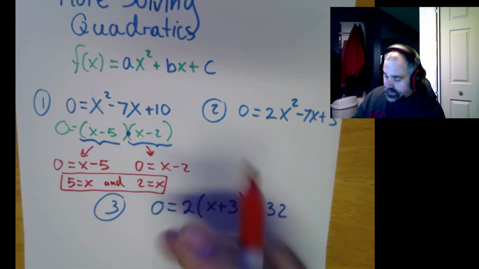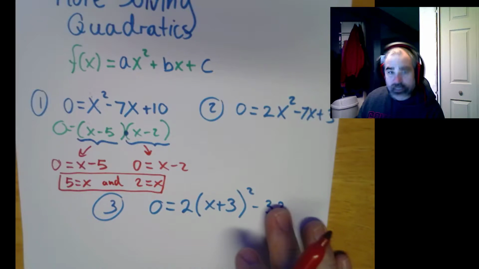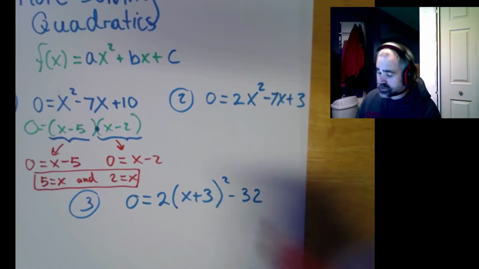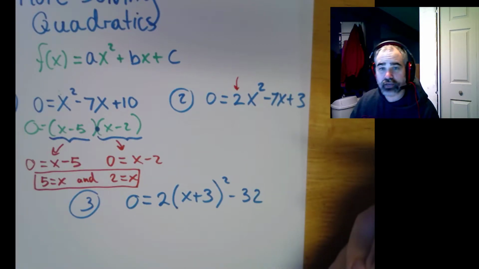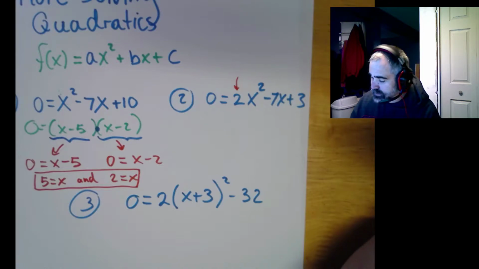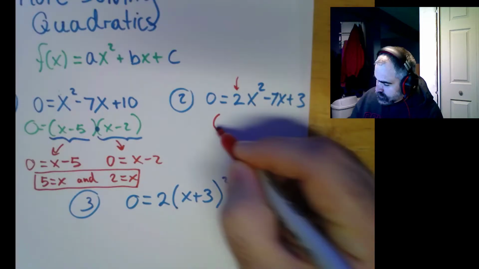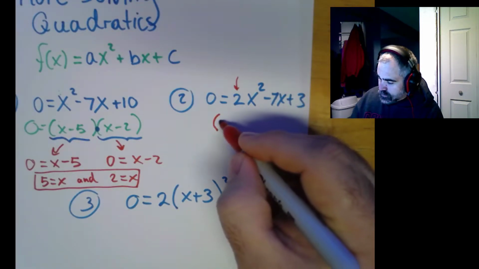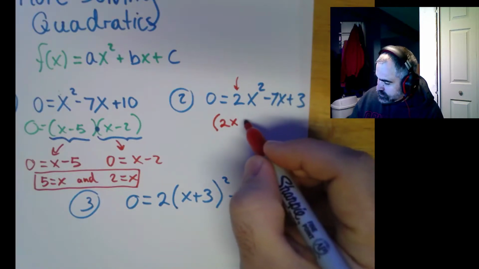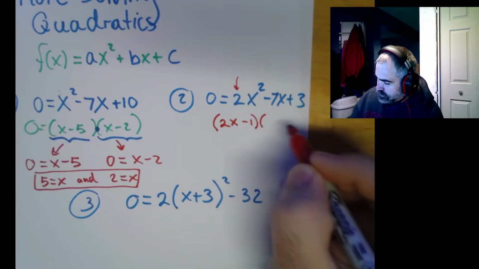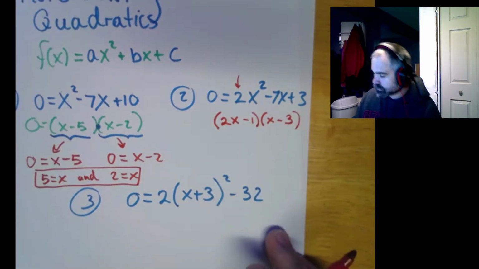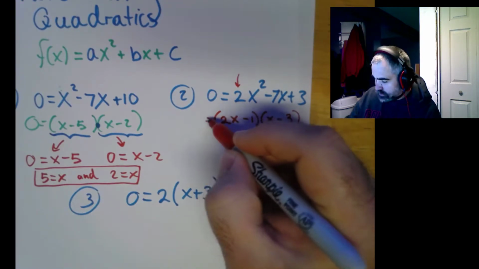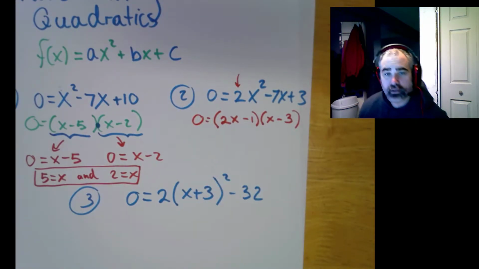You might even put a little "and" in there. All right, for number 2, this is more challenging because there is a number in front that does not factor out. So you have to use a generic rectangle or some other method to factor this. If you do that, you should end up with 2x minus 1 times x minus 3. If you factor it like that, you will get the correct answers.